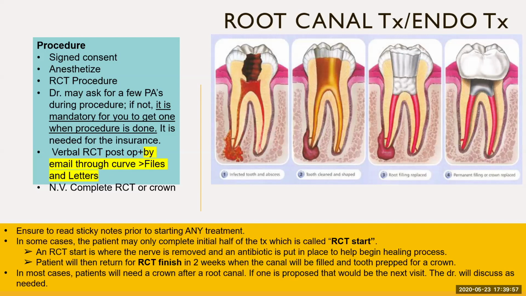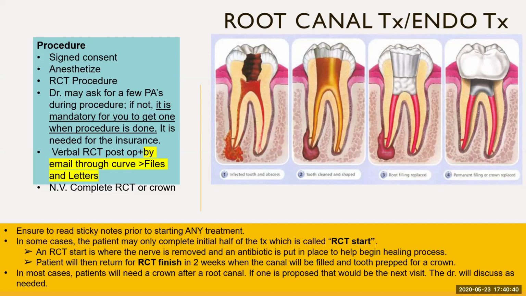In some cases, when the infection is very large, the patient may only be able to complete the initial half of treatment. This is called an RCT start, in which the doctor opens the canals, removes the infected tissue, and the healing process begins. An RCT start is where the nerve has been removed, usually an antibiotic is given, and the healing process has begun, but the procedure has not been completed. The patient returns in 2 weeks to finish the RCT finish appointment, in which the canal will be filled and the tooth will be prepared for a crown.